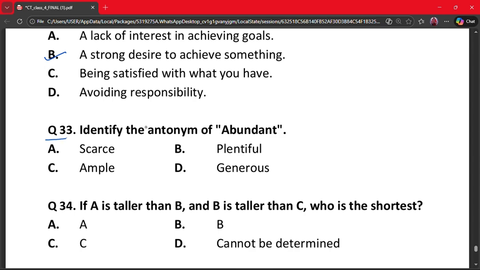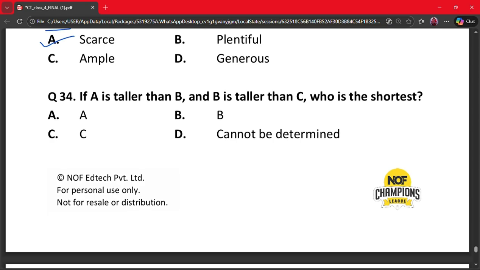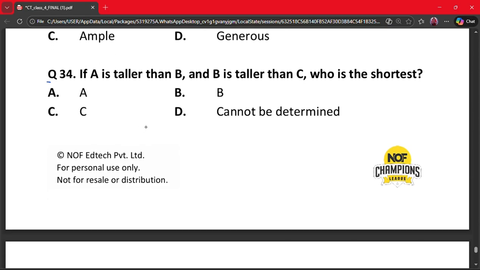Question number 33. Identify the antonym of abundant. A, scarce. B, plentiful. C, ample. And D, generous. Here the correct answer is option A. Abundant means plenty and scarce means very little. They are opposites.